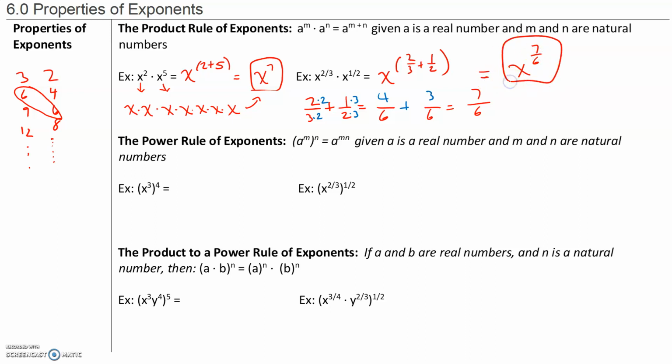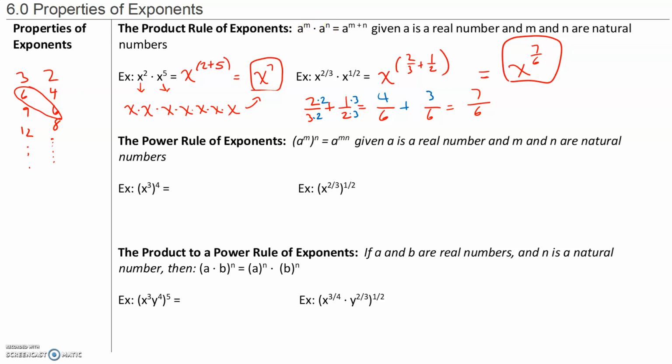Now, if you need help with adding and subtracting fractions, there are lots of YouTube videos on adding and subtracting fractions. You can email me, and I'll be happy to recommend some to you. Okay, so the first rule says if you multiply the same base, keep the base, add the powers.